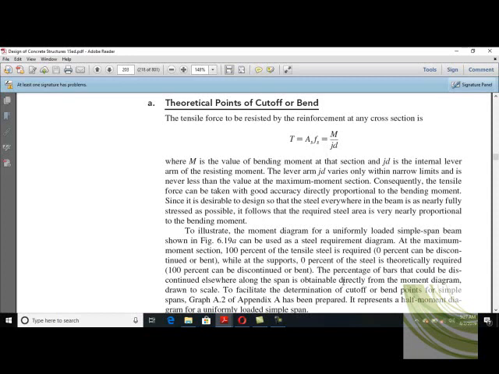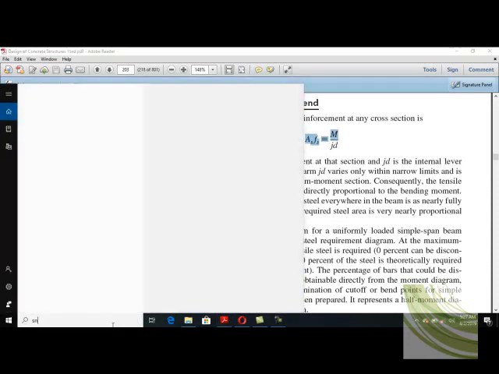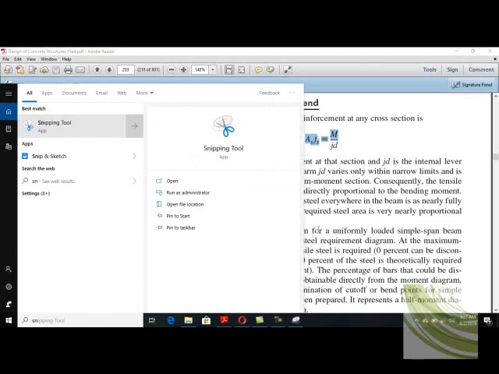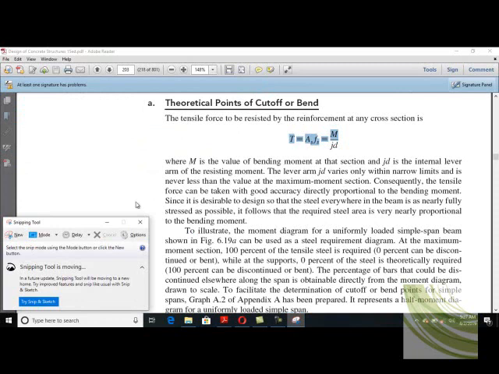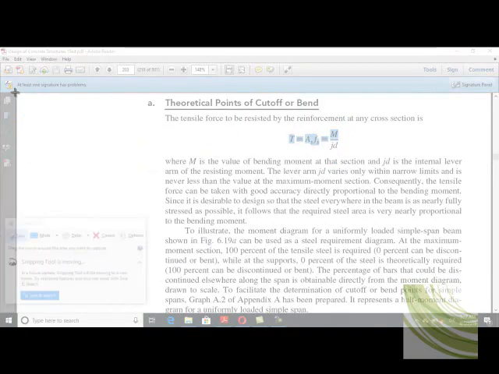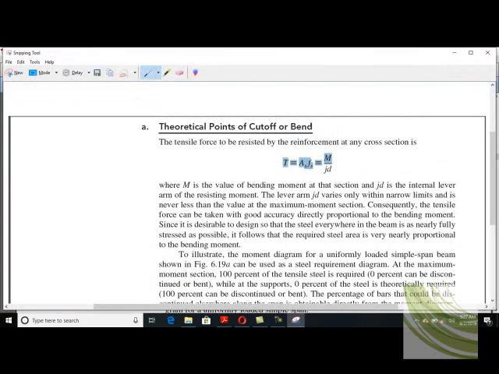Now we are trying to see what kind of effects are produced in a beam when the bars are cut. From this basic equation, which is written here, the tension force in the steel is equal to the bending moment divided by the lever arm. This is the basic equation.